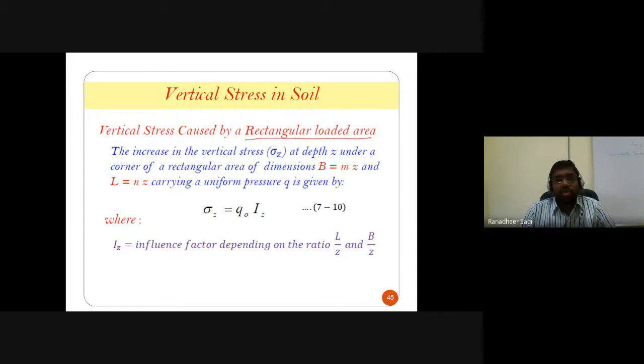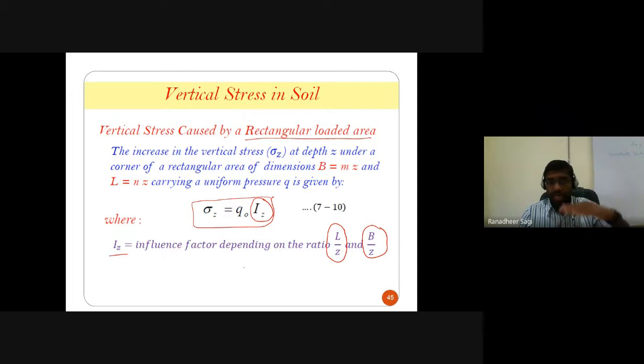I can simply calculate based on this particular expression, where the increment in the vertical stress sigma z is given as q naught into Iz, where Iz is what we call the influence factor. This Iz function depends on the ratio of L by Z and B by Z, where capital L indicates the length of the rectangular loaded region, capital B indicates the width of the rectangular loaded region, and small z indicates at what depth you are trying to talk about your vertical stress increment.